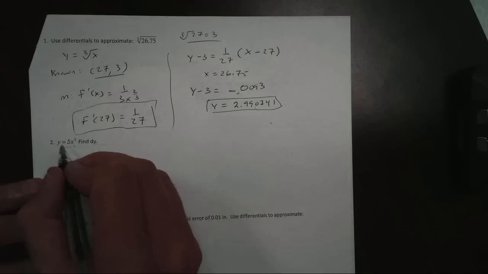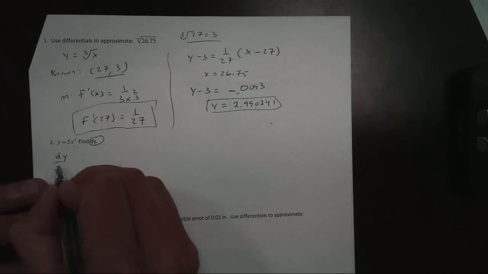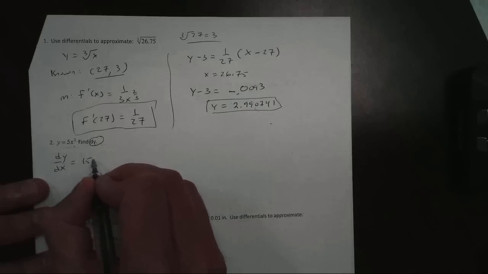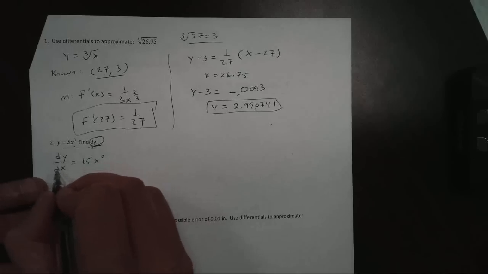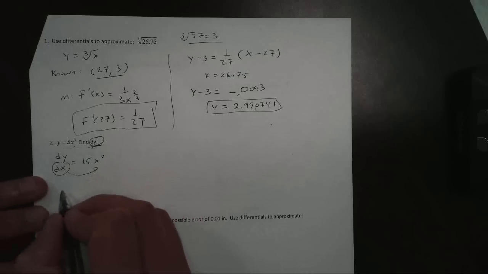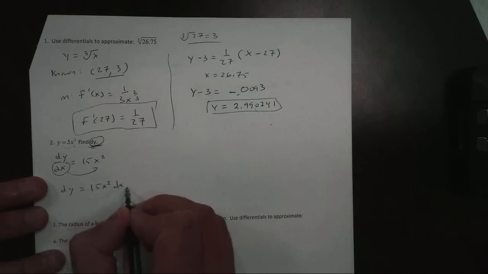All right, our next example down here, very simple, kind of a cool way to write a tangent line, by the way. It asked me to find dy. Well, it's telling me to take a derivative. So I've got to take the derivative. dy/dx, I get 15x squared. But I want to find dy, so I just multiply. Bring the dx over. I get 15x squared dx.